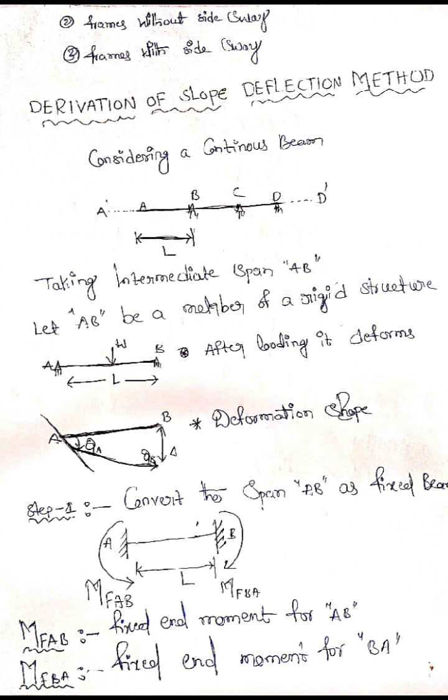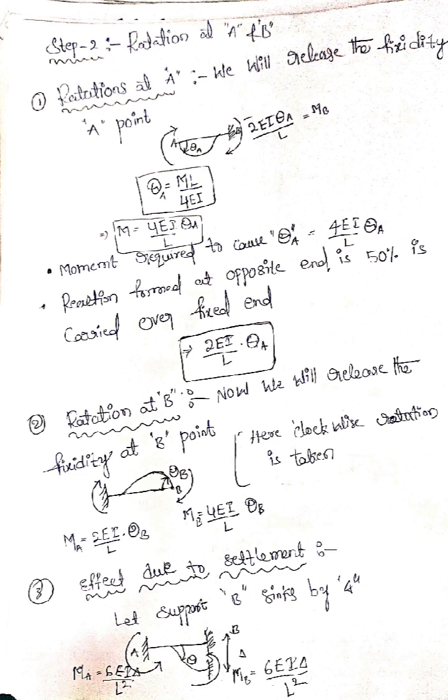In the first step of the derivation, we will convert the span AB into a fixed beam and calculate the fixed end moments, MFAB and MFBA. In the next step, we'll apply the rotations at A and B. For the rotation at A, we will release the fixity at point A, as you can see in the figure. We have released the fixity at A, and there is a clockwise rotation theta A.